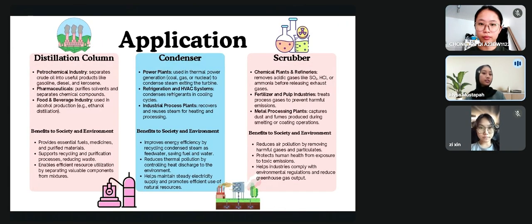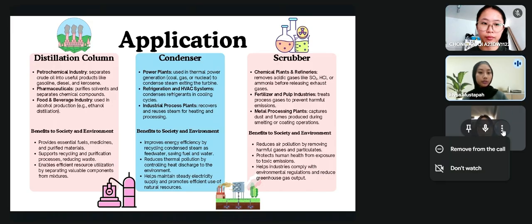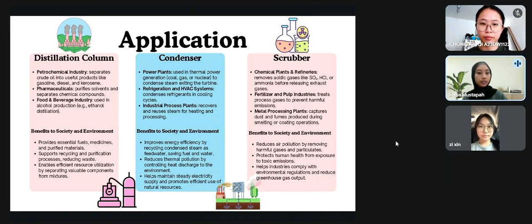And for the application of distillation column, in petrochemical industry, it separates crude oil into useful products like gasoline, diesel, and kerosene. In pharmaceutical, it purifies solvent and separates chemical compounds. And in food and beverage industry, it is used in alcohol production, for example, ethanol distillation.